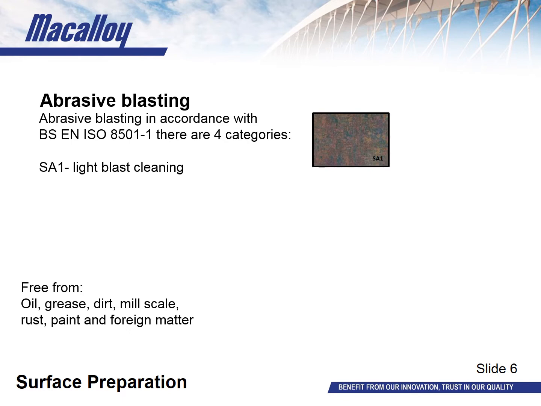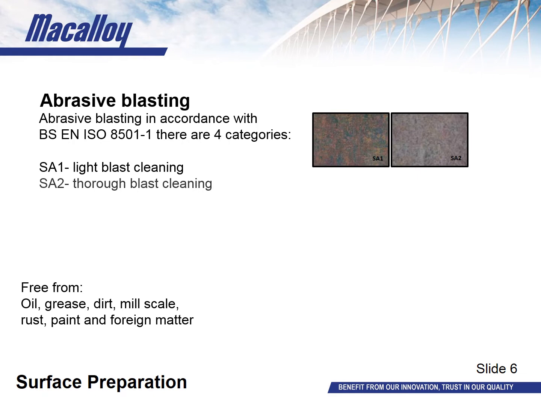SA1 is a light blast clean, which when viewed without magnification, the surface shall be free from visible oil, grease and dirt, and from poorly adhering mill scale, rust, paint and foreign matter. SA2 is a thorough blast clean, which when viewed without magnification, as with all the others, the surface shall be free from all shown deterrents. Any residual contamination shall be firmly adhering.